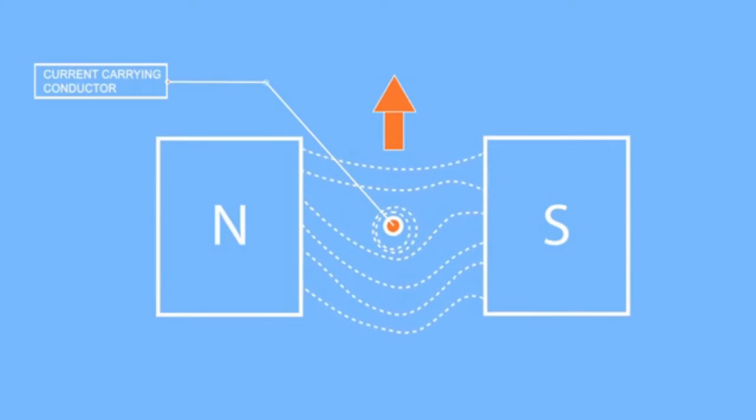The working principle of a DC motor. A DC motor is a current-carrying conductor in the middle of two permanent magnets, that is acted on by some force.